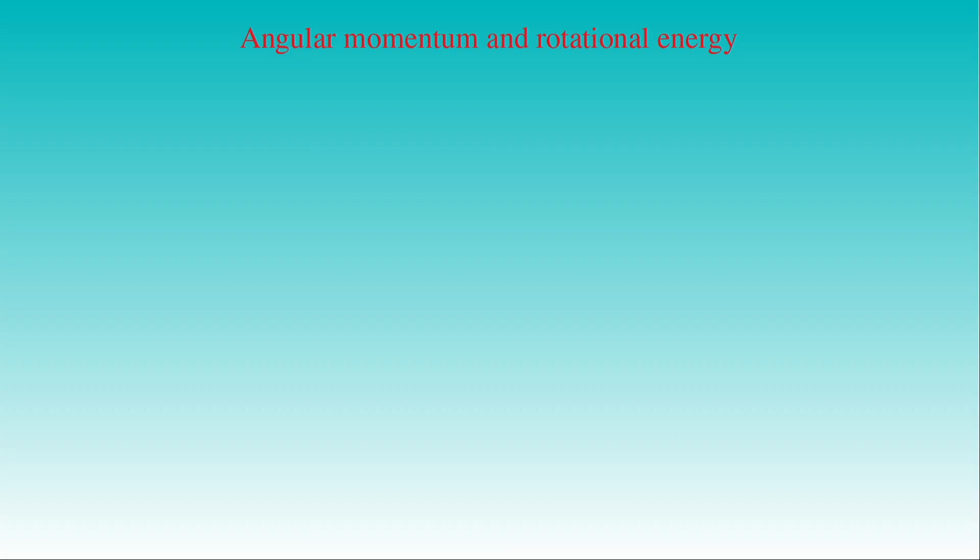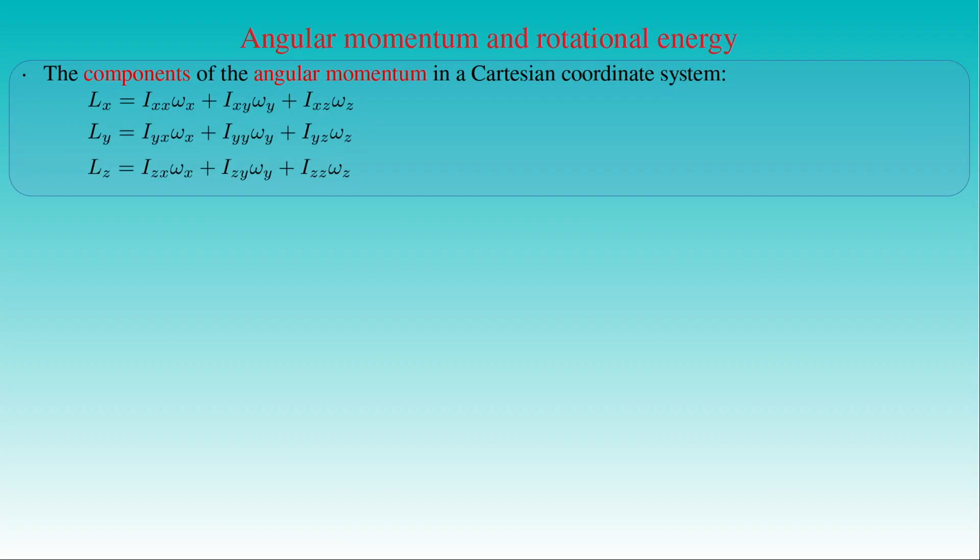We can repeat the same calculations to derive the y and z components of the angular momentum of a rotating body in a Cartesian coordinate system with the origin at the axis of rotation. Then besides the x component of the L vector, we obtain its y component given by the product of inertia I sub yx times the x component of omega, plus the moment of inertia I sub yy times the y component of omega, plus the product of inertia I sub yz times the z component of omega.